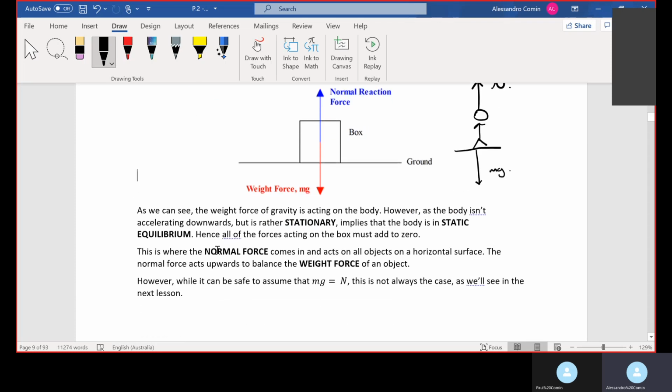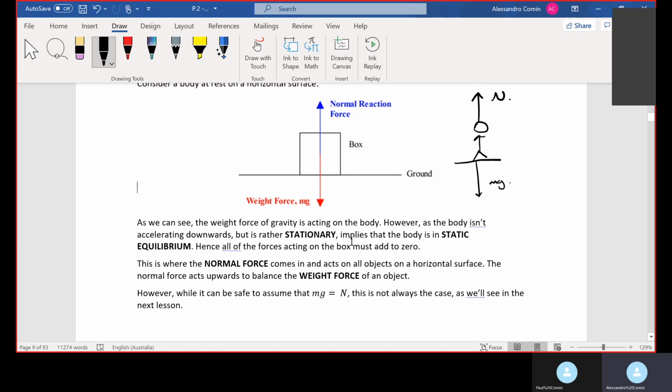So we can read here. We see the weight force of gravity is acting on the body. However, as the body isn't accelerating downwards, but is rather stationary, this implies that the body is in static equilibrium because it's not moving. But we know that in static equilibrium, all of the forces must add to zero. So there must be an upwards force, and this upwards force is the normal force. Just note that the normal force is the reaction force to gravity, even though we haven't explicitly spoken about Newton's third law yet.